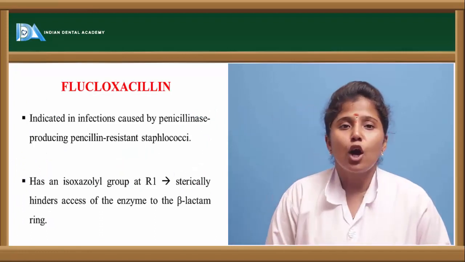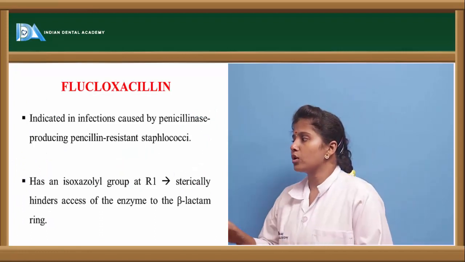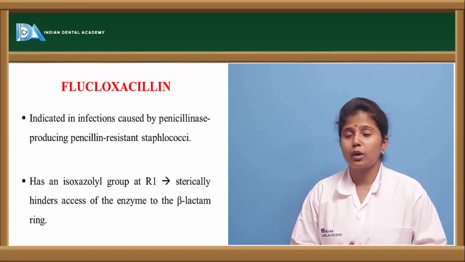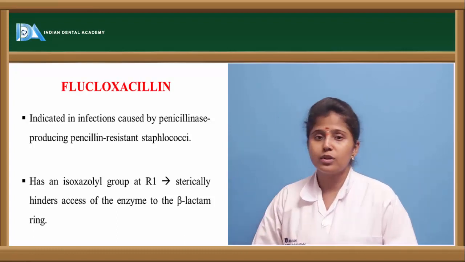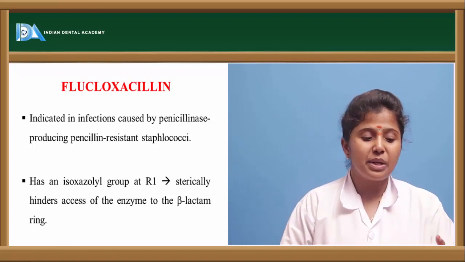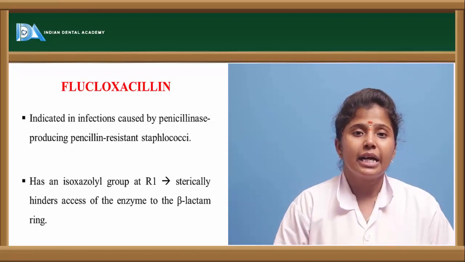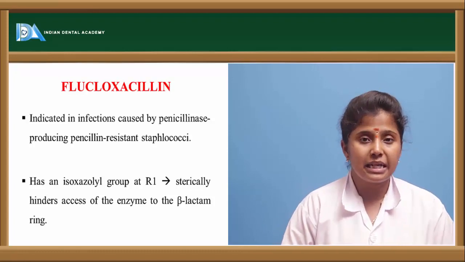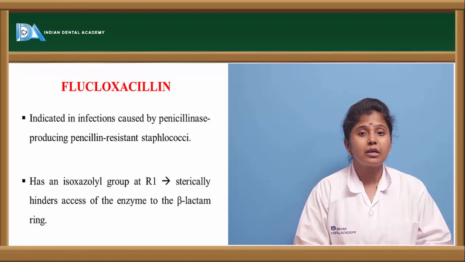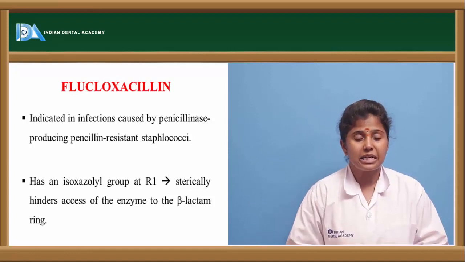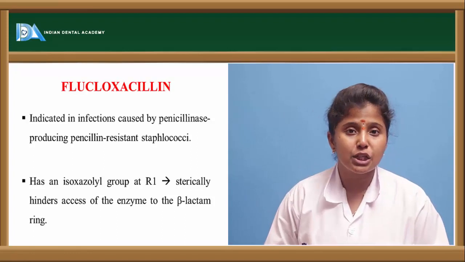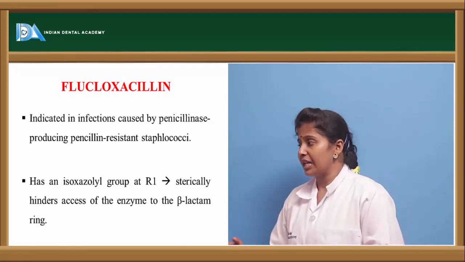The other drug is flucloxacillin. Flucloxacillin is indicated in infections caused by penicillin resistant organisms. Penicillins get degraded in the presence of an enzyme called penicillinase. Penicillin resistance means the microorganisms are resistant to penicillins, for example Staphylococcus species. In such conditions the flucloxacillin drug is very effective.